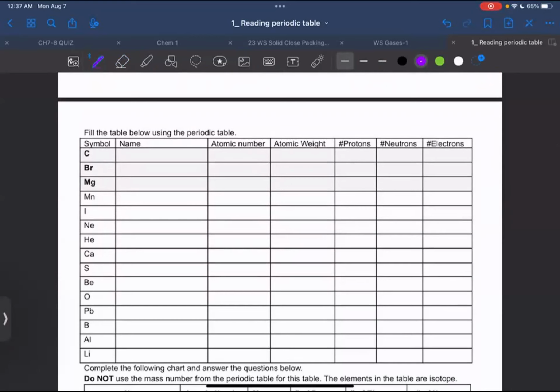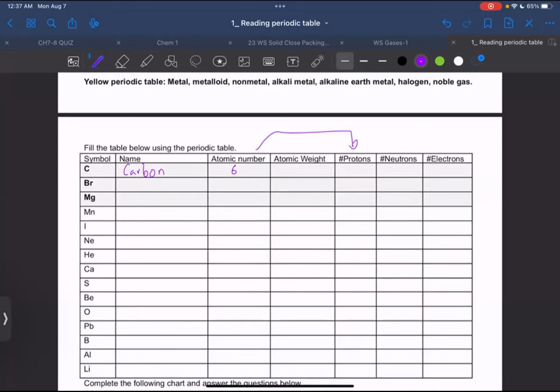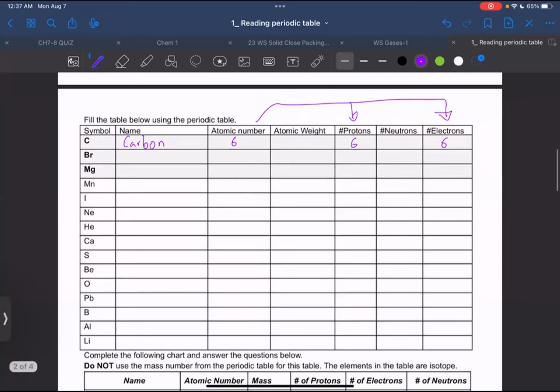Okay. C is carbon. Atomic number is 6. Remember, this number is the same as that number and this number, so this will be 6 and this will also be 6. Atomic weight based on the periodic table is about 12.01. We're gonna approximate 12. For neutrons, it is mass minus protons, so 12 minus 6, that's 6. All right, next one, Br, bromine.